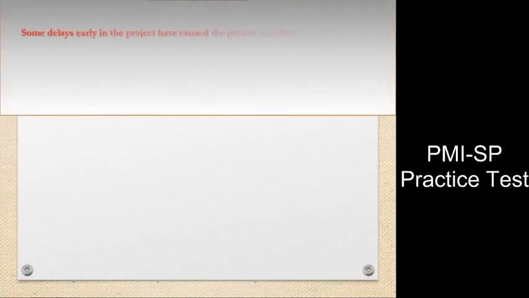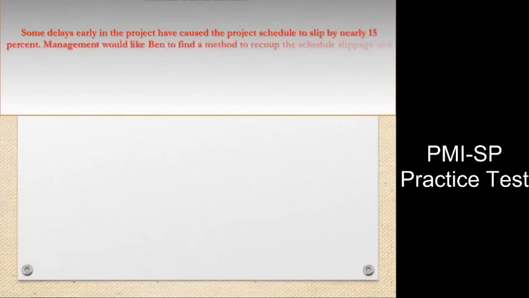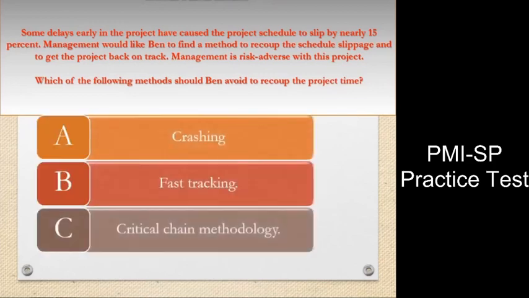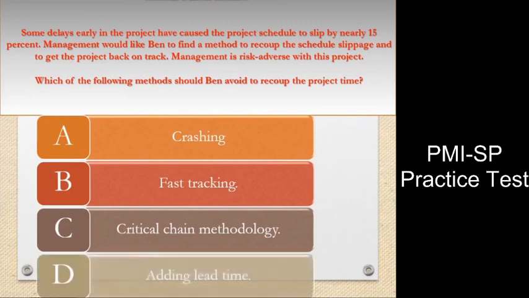Question. Some delays early in the project have caused the project schedule to slip by nearly 15%. Management would like Beth to find the method to recoup the schedule slippage and to get the project back on track. Management is risk-averse with this project. Which of the following methods should Beth avoid to recoup the project time? A. Crashing. B. Fast tracking. C. Critical chain methodology. D. Adding lead time.